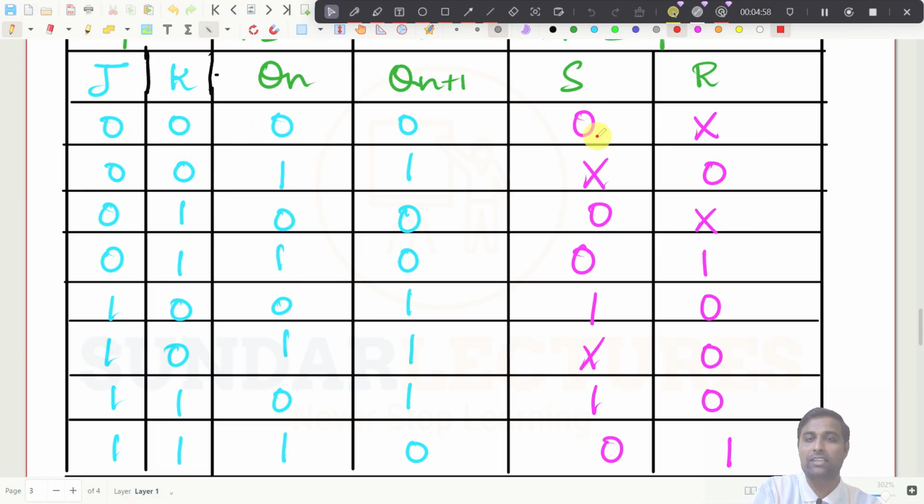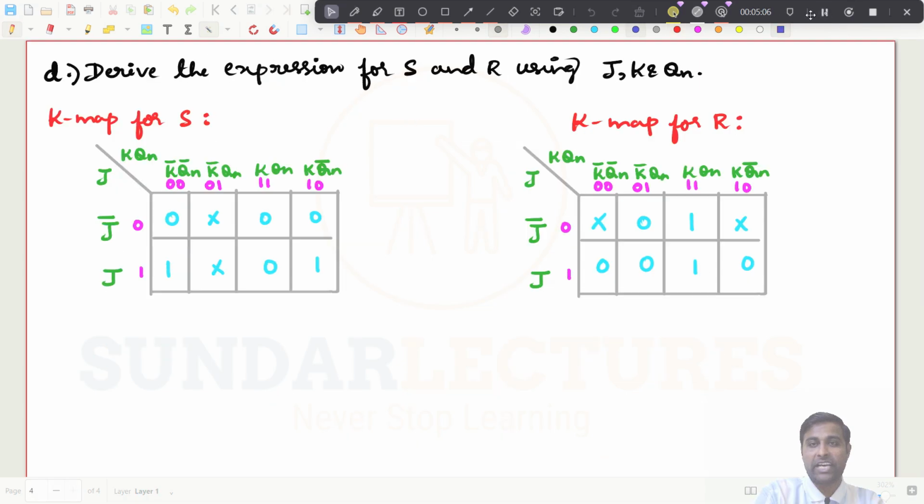Maybe for 0, 0, 0, the S value is 0. For 0, 0, 1, the S value is X, right? So I will just put those values in the next slide and I will show you. And you see, I have just put all the values here. Now I need to simplify this K-map.